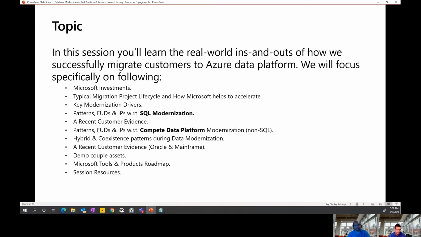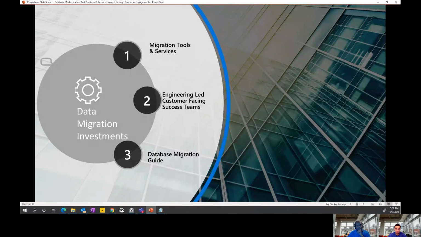With this, after this, I will be handing it over to Raj, and Raj will take us through a quick overview of Microsoft tools and products roadmap in this modernization and migration space. And just as a reminder, we have another session which will focus on app modernization end to end, and that will have an even further deeper dive on Microsoft tools and products that Raj and I will be presenting. So to start with investments.